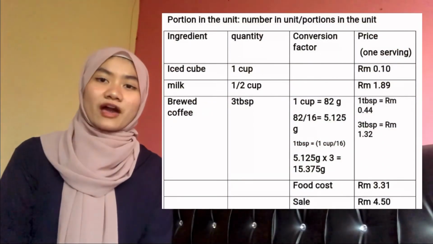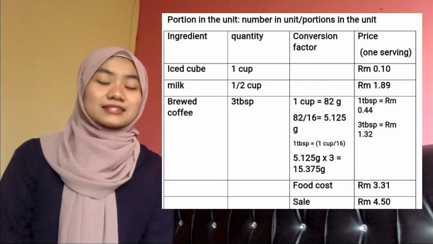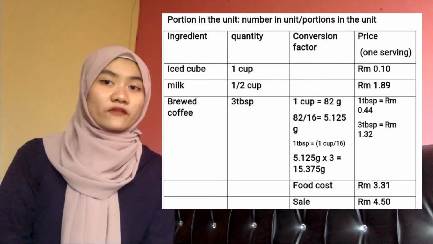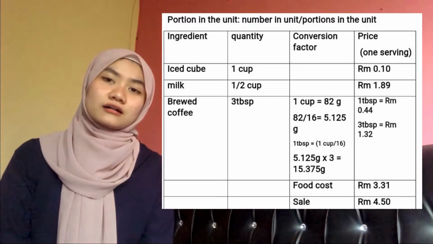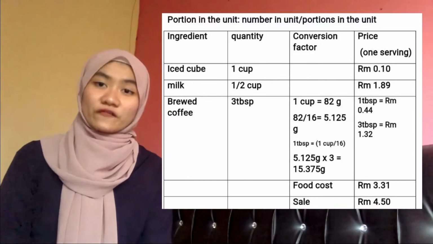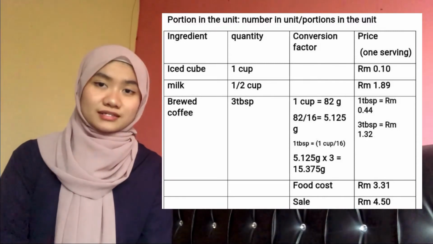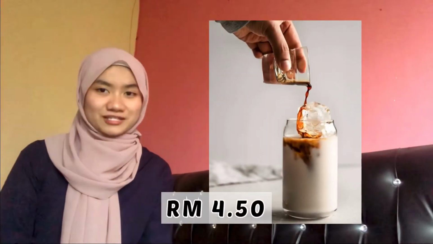So first, we have iced latte. The standard order of iced latte is a glass containing 1 cup of ice, 1/2 cup of milk, and 3 tablespoons of strongly brewed coffee. So after having the conversion factor, we got the total food cost as 2 ringgit and 31 cents. Thus, we decide to sell 1 cup of iced latte for 4 ringgit and 50 cents.